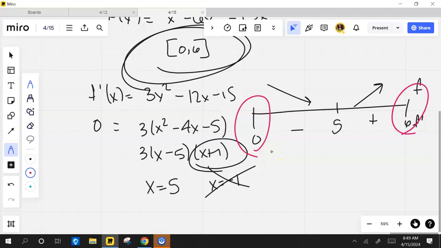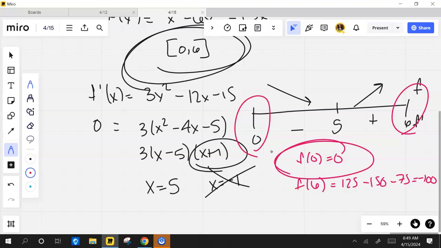So I said f of 0 is 0, f of 6, if you plug that in, 125 minus 150 minus 75 gives you negative 100. So where's your maximum occurring? Here's your maximum. Maximum value is 0, but it also occurs.